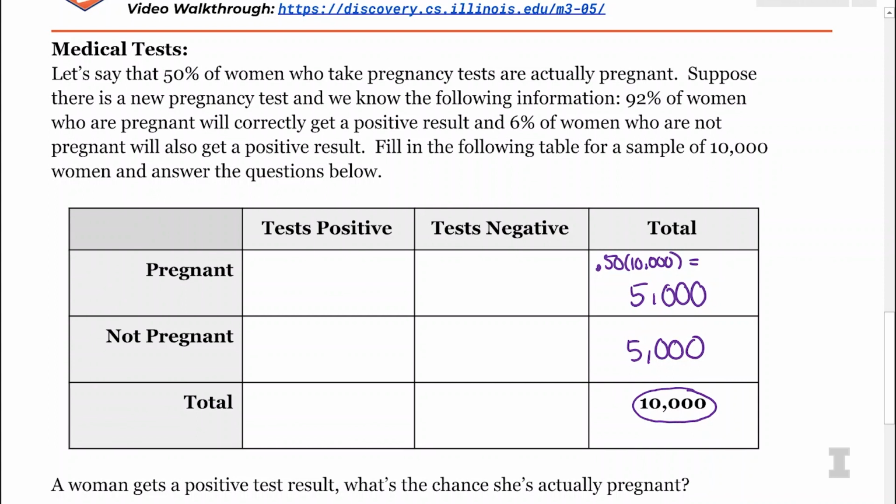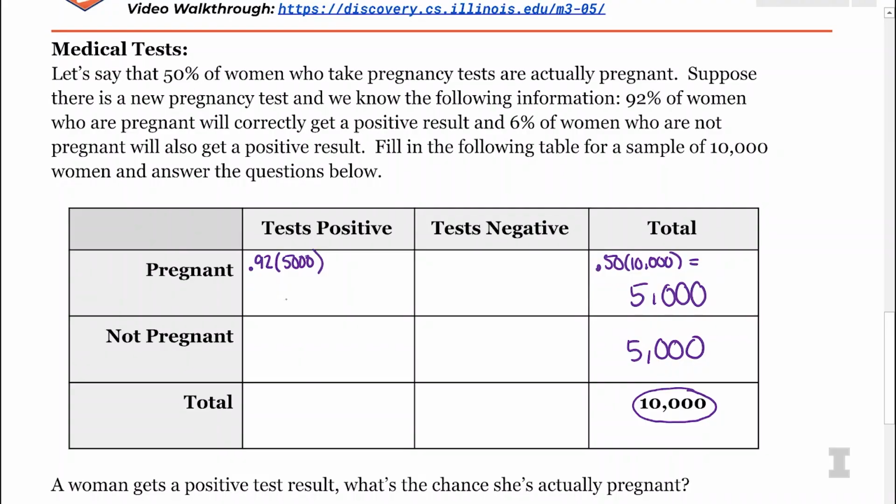And then it says, suppose there's a new pregnancy test that we know the following information. 92% of women who are pregnant will correctly get a positive result. So of these 5,000 women who are pregnant, 92% of them will get a positive result. So I did some math. If you wanted the whole number, let's round to the nearest whole number. Yes. Yeah, 4,600.